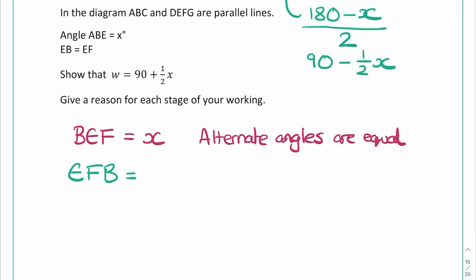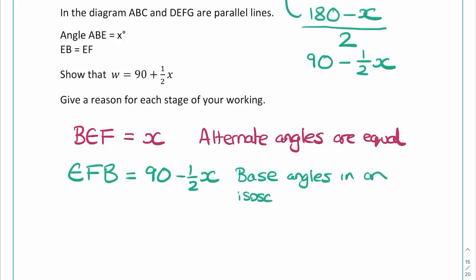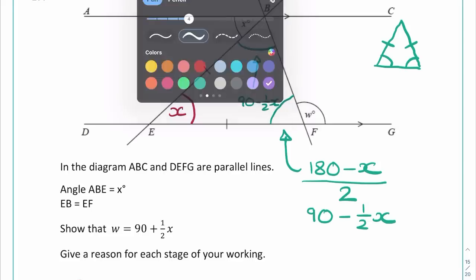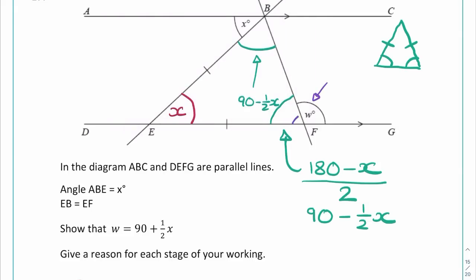EFB is equal to 90 minus a half x, and that's because base angles in an isosceles triangle are equal. Now it looks like we've just got one more step. So let's do this in another colour. This final step here, these angles are on a straight line. So that angle and W, which is the one that we're looking for, are on a straight line. We know angles on a straight line add up to 180. So I'd need to do 180, take away the angle just next to it.